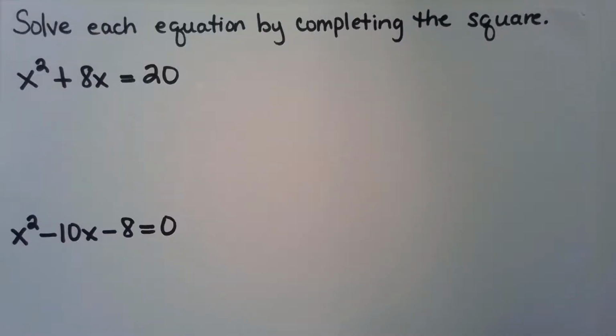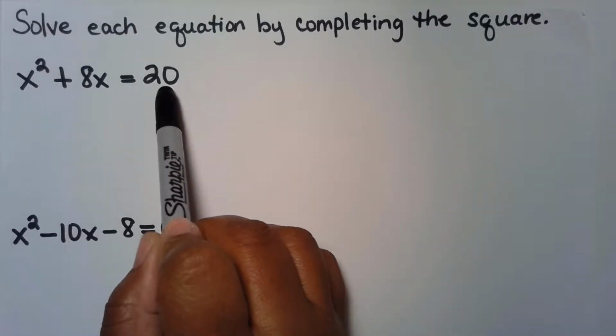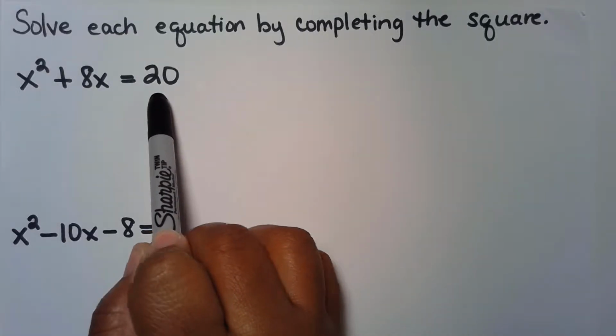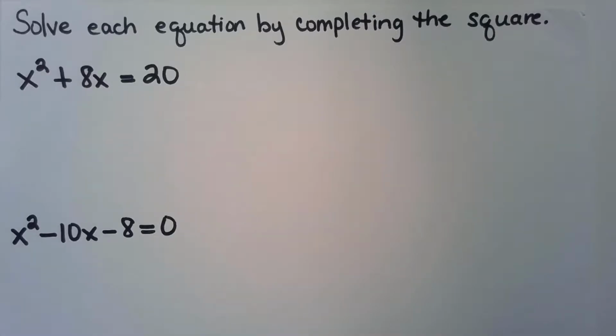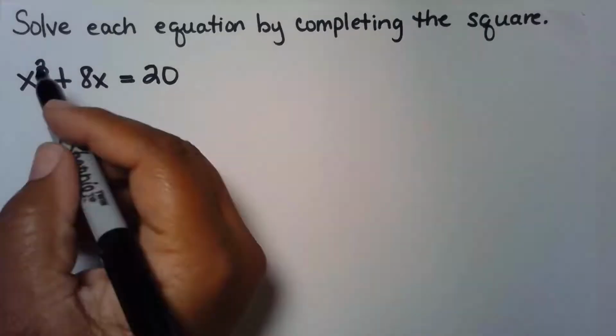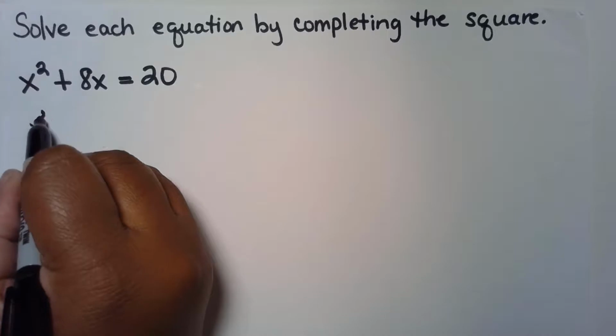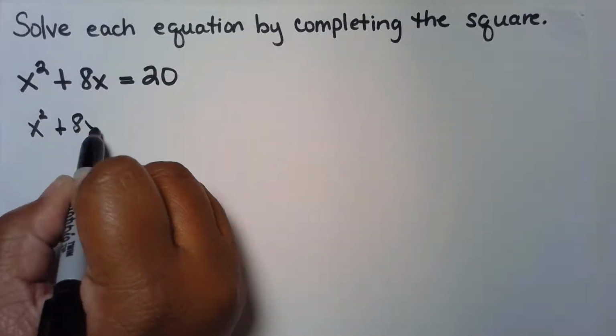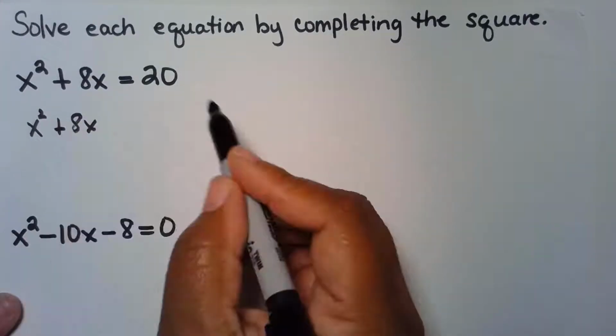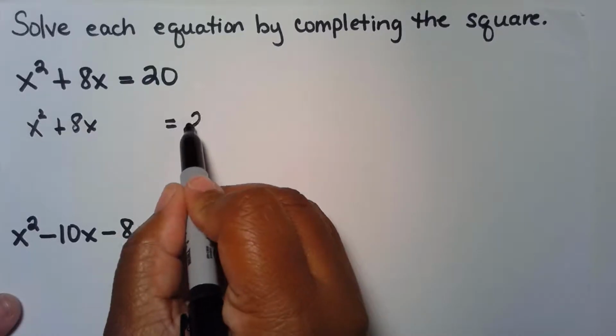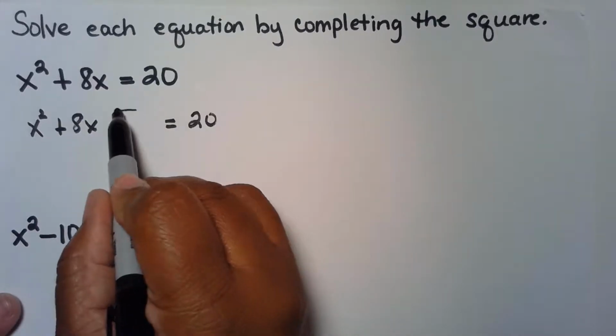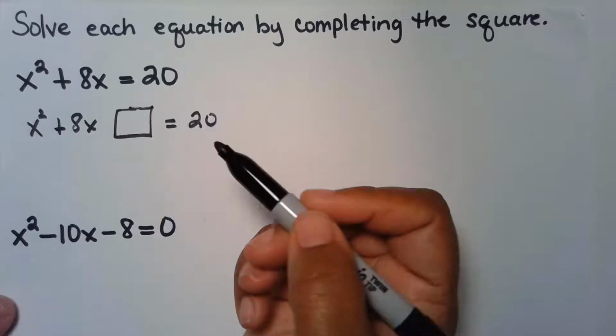All right, let's solve x squared plus 8x equals 20 by completing the square. So what we're going to do, we want to make sure that the constant term is by itself on one side, and that we do have. Okay? And then we're going to take this binomial that's on the left-hand side, and we're going to create a perfect square trinomial.